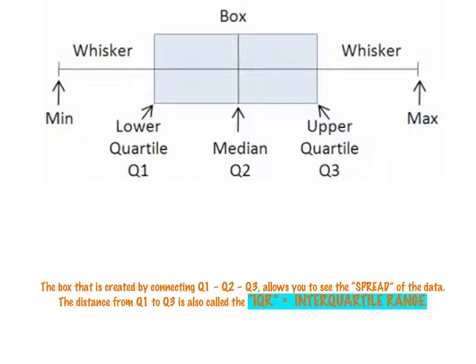So we brought the picture back, a generic box plot, and we're going to point something else out. The other thing you need to know about the box, at the bottom of this page it says the box that's created by connecting Q1 to Q2 to Q3 allows you to see the spread of the data. So I'm going to say if I start right here and go down to Q3, this is called the spread.